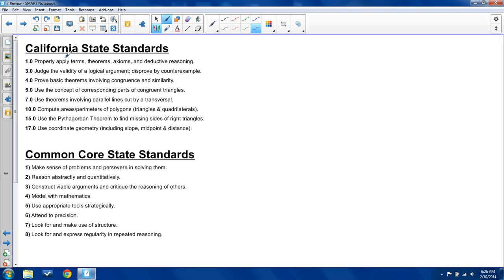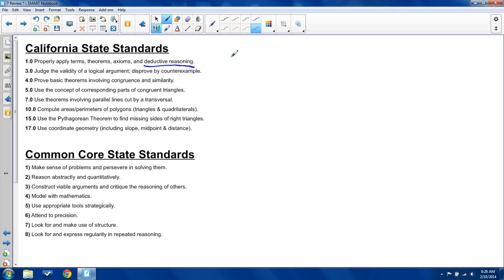Okay, so 1.0: properly apply terms, theorems, axioms, and deductive reasoning. So I talked about deductive reasoning last time, and I'll just kick off with that. When you're doing deductive reasoning, you are leading facts into a conclusion. You build up evidence, and you have a conclusion based on your evidence.